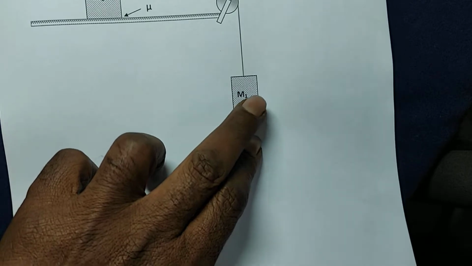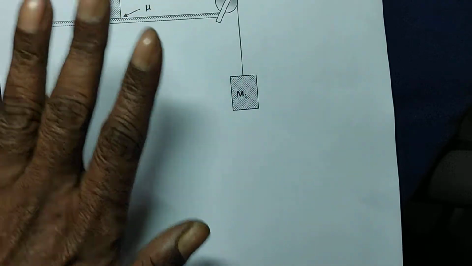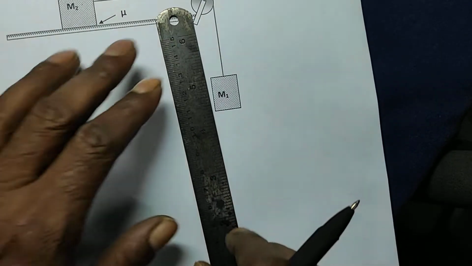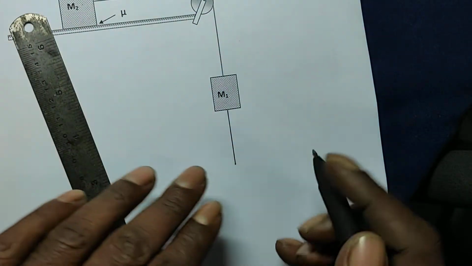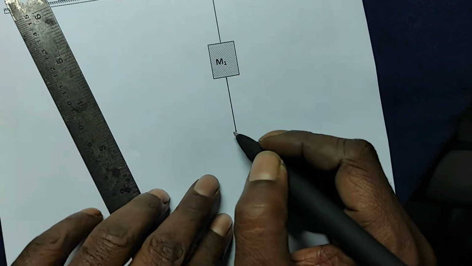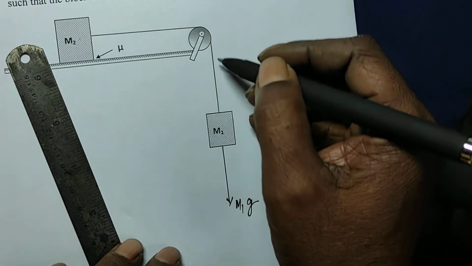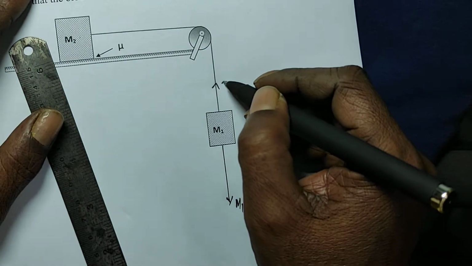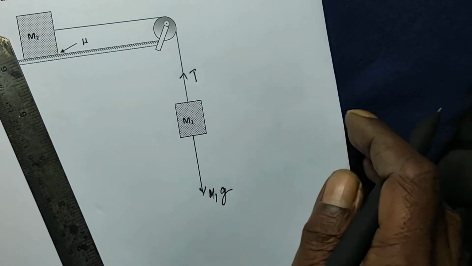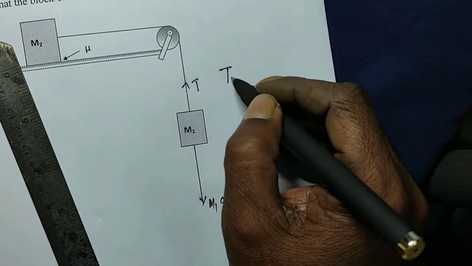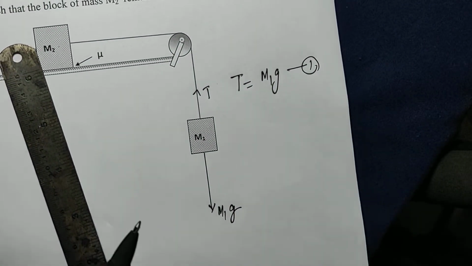I am taking the one on the right hand side as M1. They might give you this as M2 and this as M1, so you have to be careful. So the weight of this is vertically downward. Mass is M1, so this will be equal to M1 times G. And the string, the tension is away from it. Since this is neither going up nor going down, the net force on it is 0. Means your T is equal to M1 times G. Make it as equation 1.